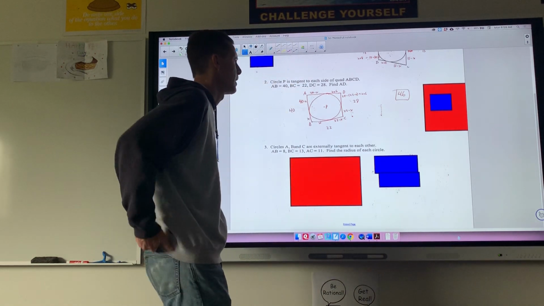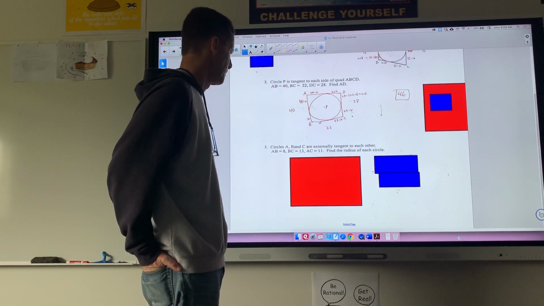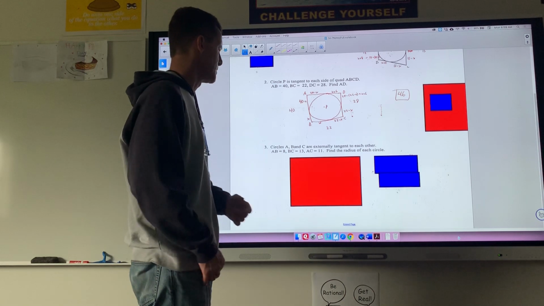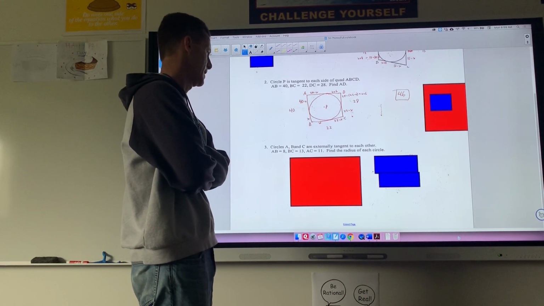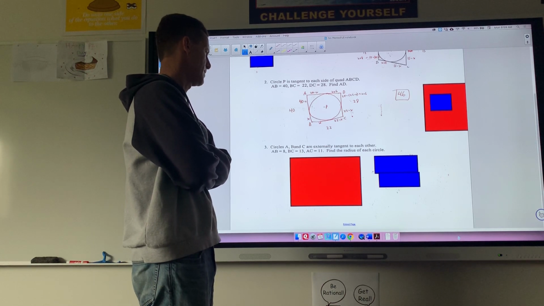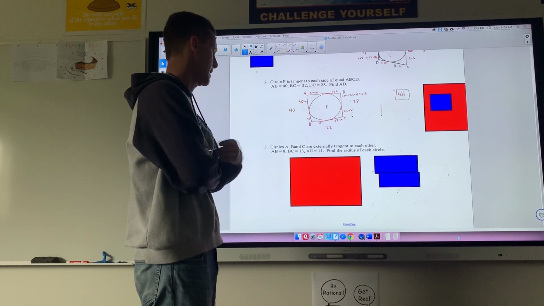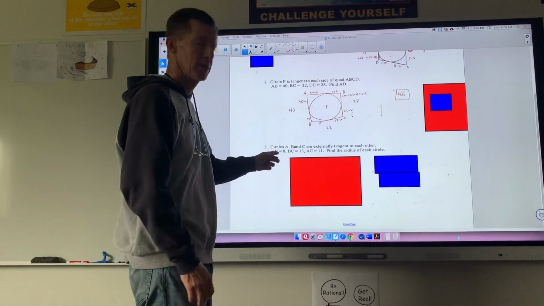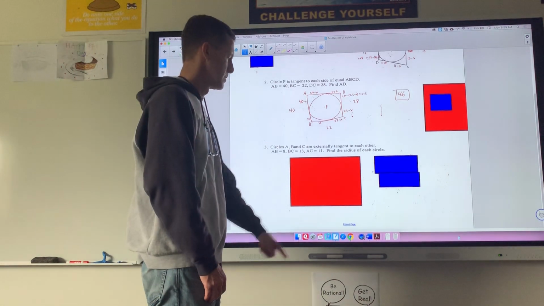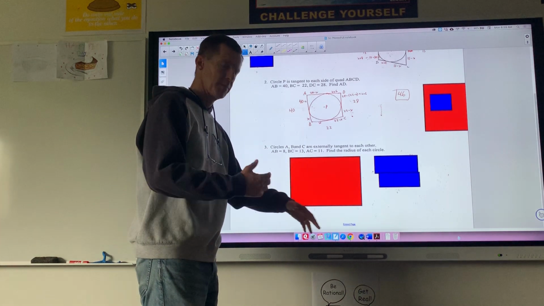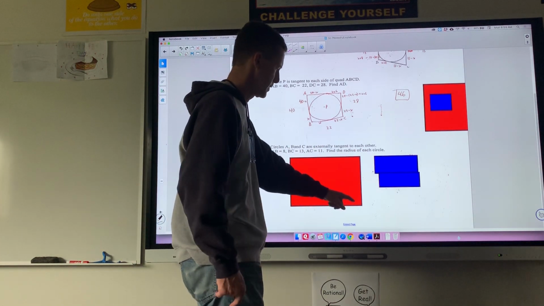46. All right. Circles A, B, and C are externally tangent to each other, okay? So think about what this looks like. And you know that the segments that connect the circles have these lengths, 8, 13, and 11. Go ahead and try and set it up. See if you can figure out to find the radius of each circle.